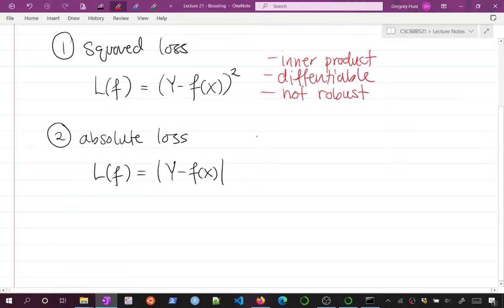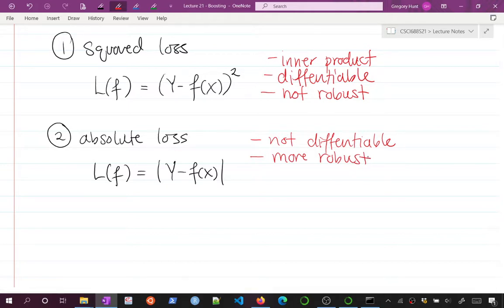Alternatively, the absolute loss is not differentiable for all possible values. It can't be written as any kind of nice inner product, but it is more robust. In realistic situations, when you have outliers or your data doesn't exactly follow your model, it's not going to be overly influenced by large errors.